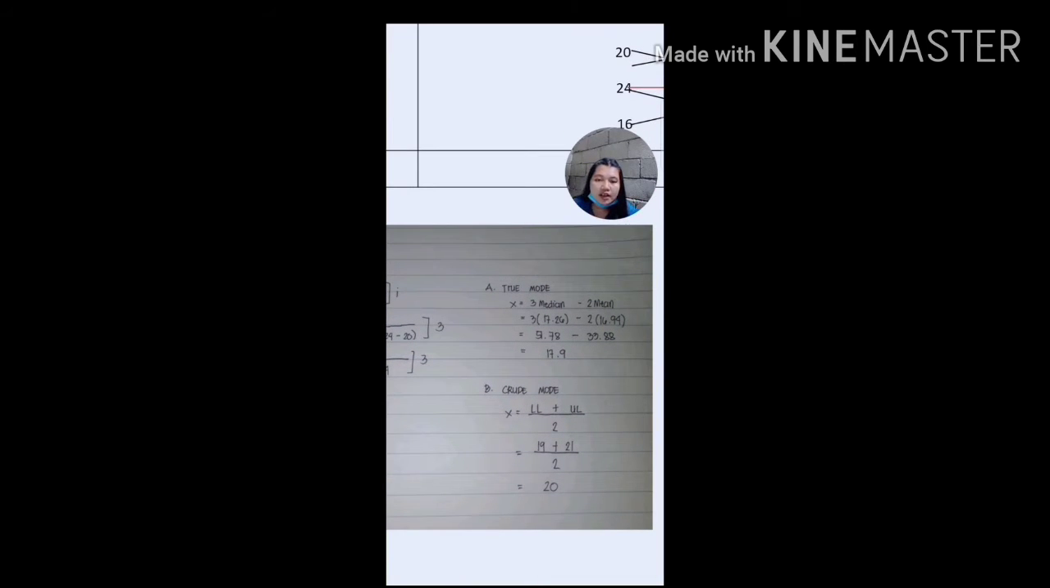The true mode is equal to 3 median minus 2 mean. We simply substitute our median, 17.26, and our mean, 16.94, then get the difference and you can get the true mode. For the crude mode, we add the lower limit and the upper limit and then divide by 2 to get the crude mode. So that's all for measures of central tendency for grouped data.